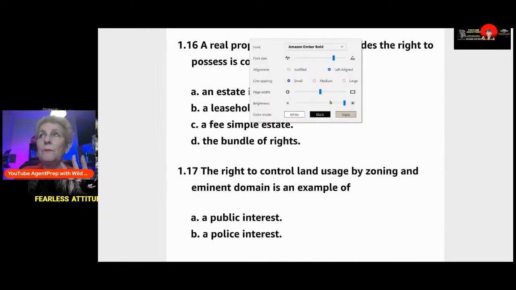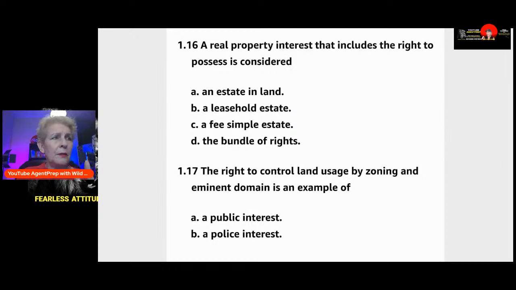So remember the bundle of rights: if they have the right to possess, enjoy, encumber, lease, and restrict somebody from coming in there. I think those are the five different things in the bundle of rights. Let me look it up real quick. Bundle of rights in real estate.